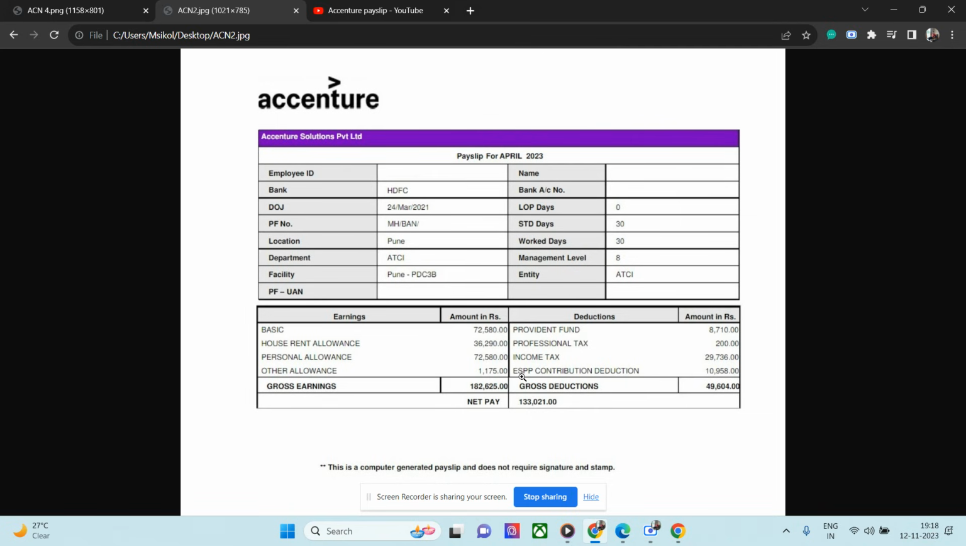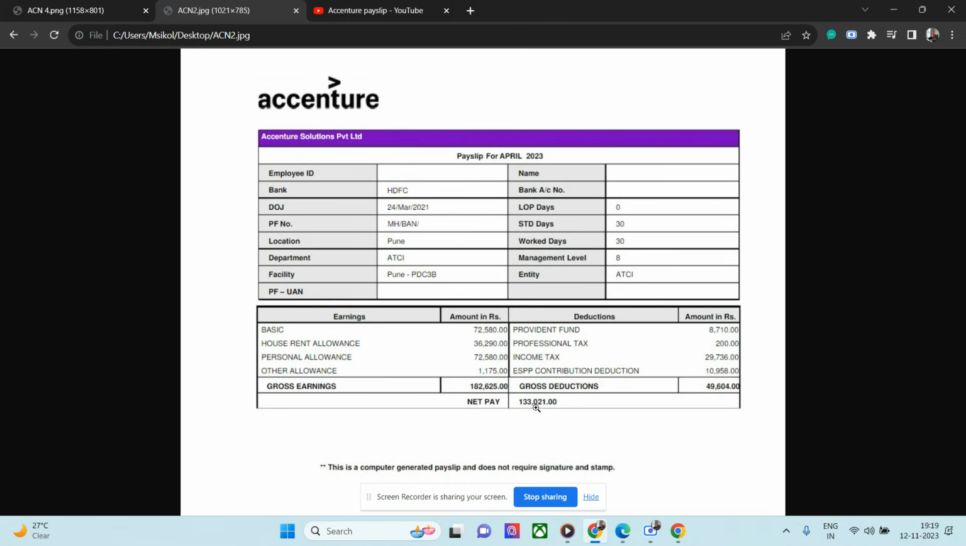And this ESPP is basically a stock option. Accenture provides a stock option where an employee can contribute and can purchase stock at a lesser price. So possibly she is investing in that. I don't support this one because it doesn't have much impact on tax saving. But again, if Accenture stock goes high, she may get some additional benefit. So 49,000 is a deduction out of 1.82.